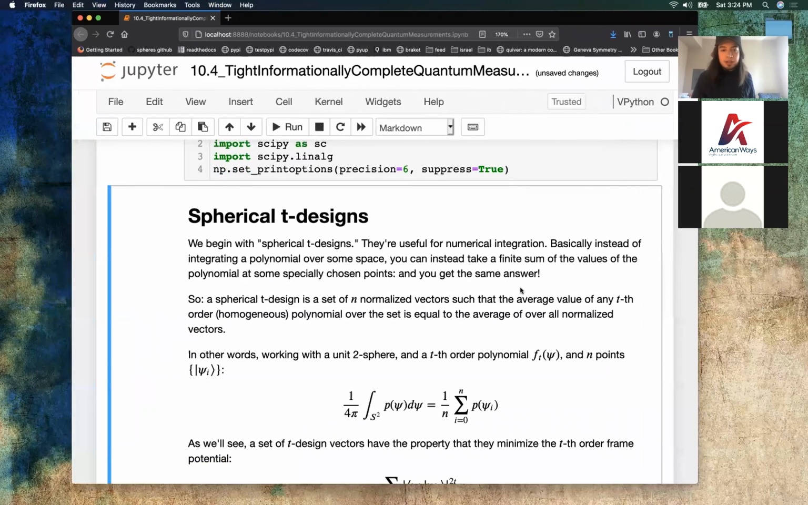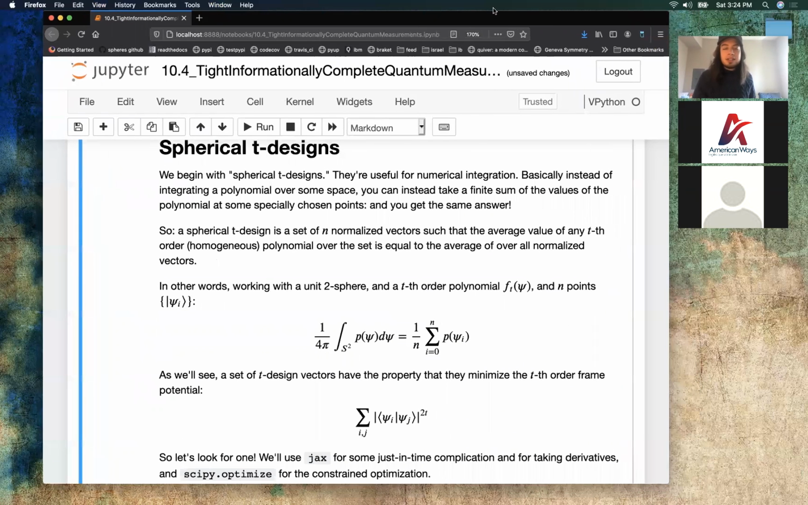All right, so spherical T designs are useful in doing numerical integration. The idea is, suppose you have some polynomial that you want to integrate over some space. With a spherical T design, instead, you can just take a finite sum of the values of the polynomial evaluated at some specially chosen points, and you'll get the same answer.